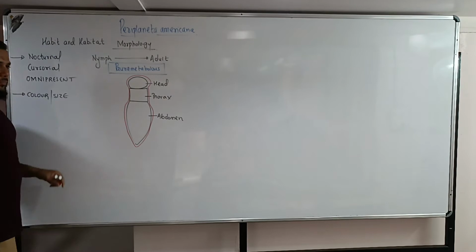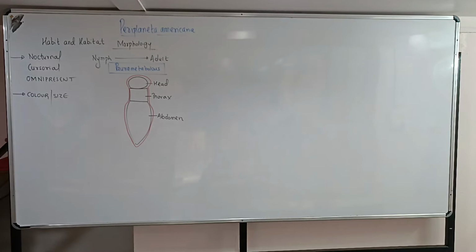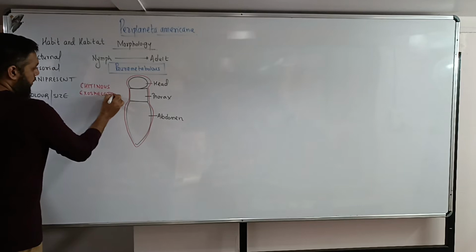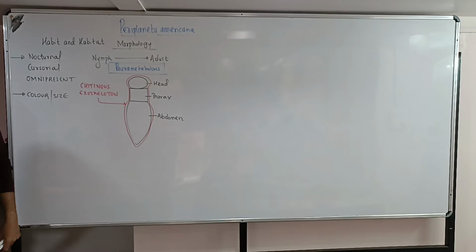You understand exoskeleton? Your nails are exoskeleton, but your bones are endoskeleton. Cockroach shows the presence of an exoskeleton, which is made up of chitin. So it is covered by a chitinous exoskeleton. Did you get it, class? Yes. What is chitin made up of? Sugars. Amino sugars.